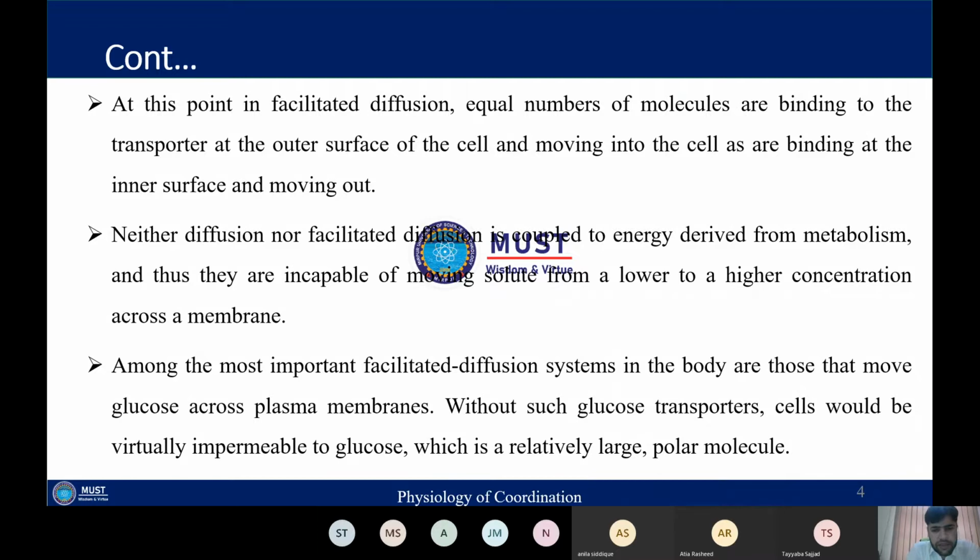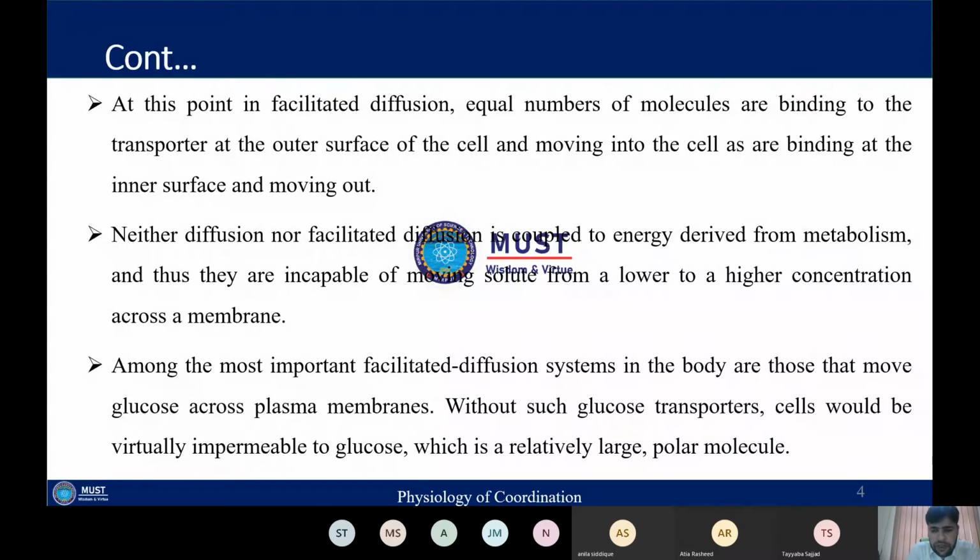And most important, when we talk about facilitated diffusion in our body, the most important facilitated diffusion process is the movement of glucose across the membrane. As all of you know, glucose is transported into the blood and into the various cells with the help of glucose transporters, and those glucose transporters are GLUT4 and GLUT3, GLUT4. These are some glucose transporters which are involved in the transport of glucose across the membrane of certain blood vessels and certain cells.